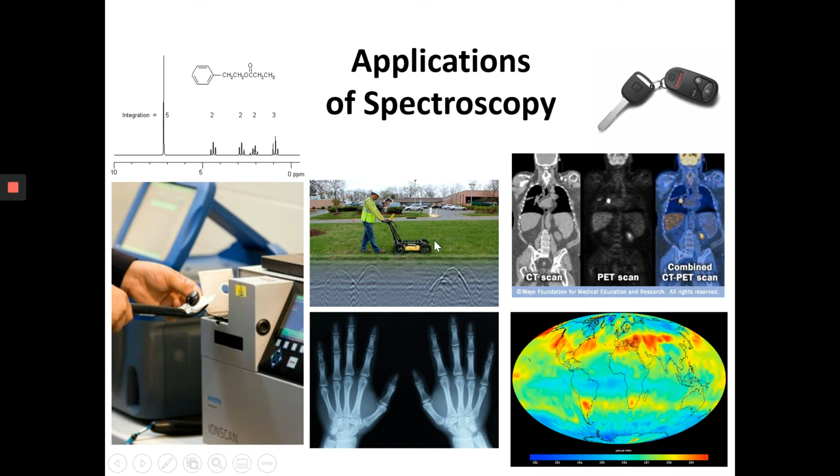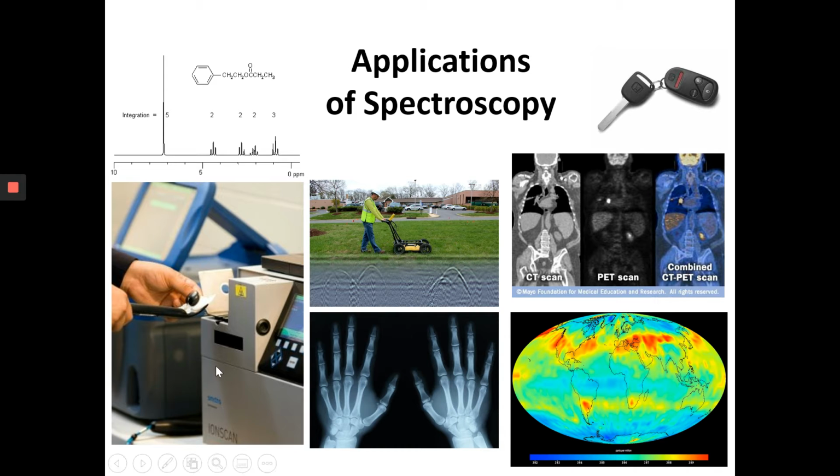Passing by, you might not know what this gentleman is doing. He's not mowing the grass, but this is a ground penetrating radar. So this is a way to use imaging, a form of spectroscopy, to figure out what's going on underground, to find pipes and utility lines.